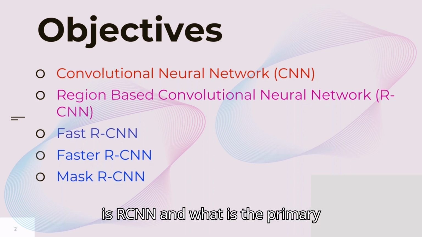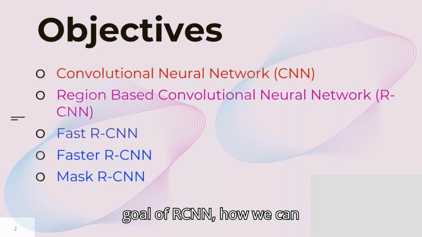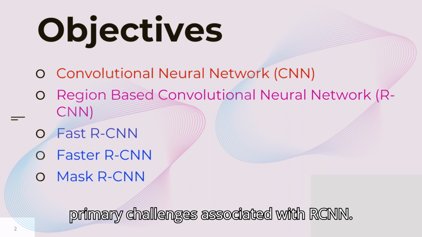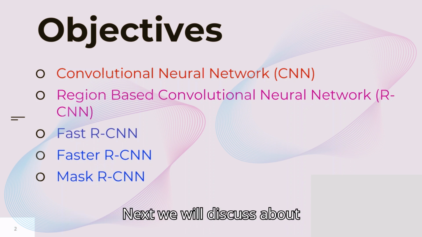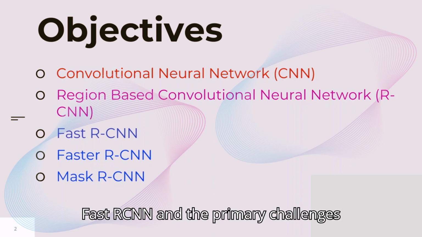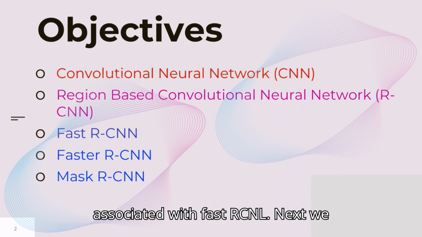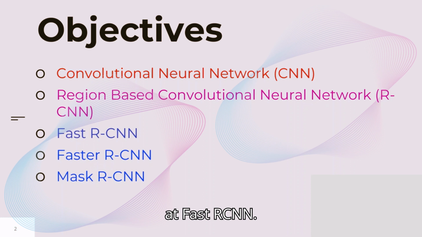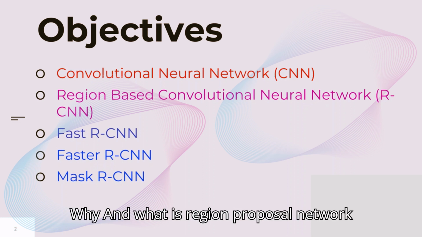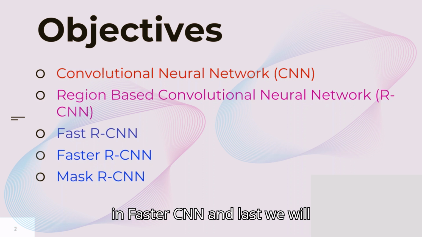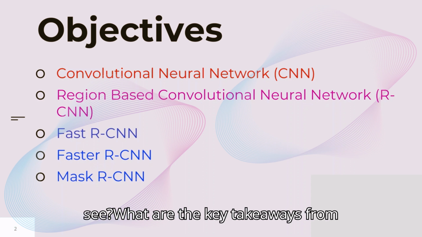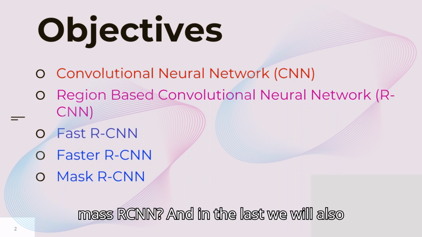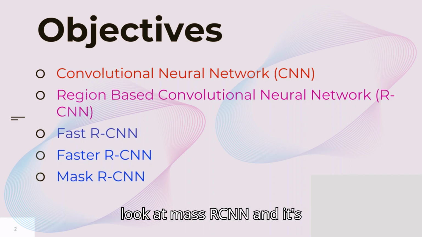Next, we will discuss RCNN. We will see what RCNN is and what the primary goal of RCNN is, how we can implement RCNN, and what the primary challenges associated with RCNN are. Next, we will discuss fast RCNN and its primary challenges. Next, we will look at faster RCNN: how faster RCNN is different from RCNN and fast RCNN, and what the region proposal network in faster RCNN is. Last, we will see the key takeaways from faster RCNN and why we need mask RCNN, and finally we will look at mask RCNN and its working.